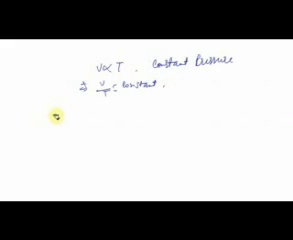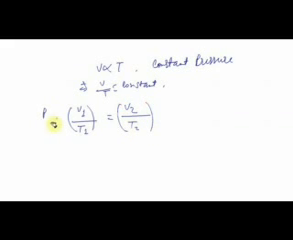So suppose at some pressure P, if we take a volume V1 of a gas, and if the temperature is T1, then at the same pressure, if we increase the temperature, say increase it to T2, then the volume will also change. Say the volume will change to V2, then this ratio, that is V1 by T1, will be equal to V2 by T2 at constant pressure. So this is our Charles' law.